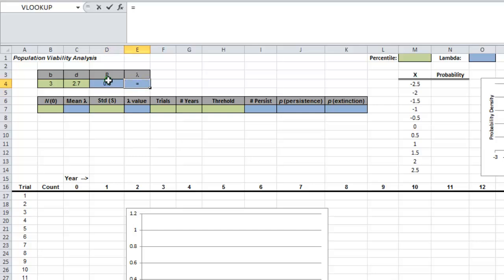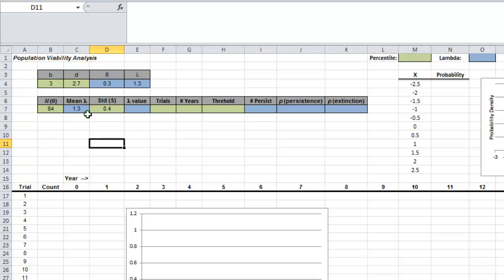Lambda is the geometric growth rate plus 1, and Jed did the derivation for that as well. And this is what we'll be using when we model our PVA. When we do a PVA, we're going to start with a starting population, and we'll start with 84 individuals. And here we need to enter the average lambda and the standard deviation for lambda for this population. So in cell C7 we'll simply reference cell E4, and then we'll enter a standard deviation in cell D7.